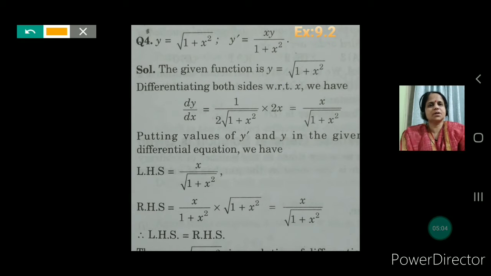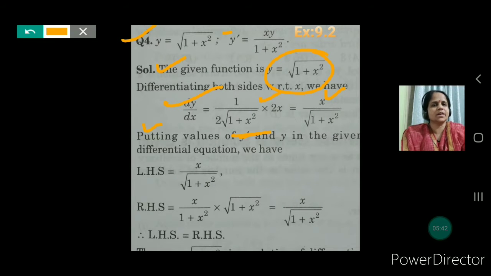Now question number 4. Here y is given as under root 1 plus x square, and the differential equation is given, y dash is equal to xy upon 1 plus x square. So first, differentiating both sides with respect to x, you will get dy upon dx is equal to, here apply the formula, 1 by 2 root 1 plus x square, and then again apply the chain rule. The derivative of 1 plus x square is 2x. 2 will cancel, so you will get x by under root 1 plus x square.